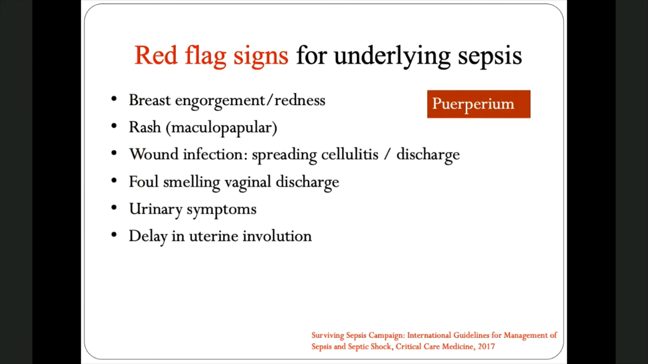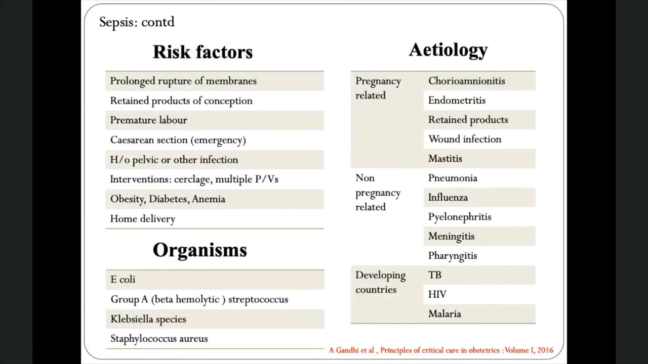Toxic look, many a time we have seen that patients with sepsis do have a toxic look. Breast engorgement for mastitis, rash, wound infection, and foul smelling vaginal discharge for patients with chorioamnionitis. Urinary symptoms, again because of UTI, pyelonephritis, delay in uterine involution seen in endometritis patients. So these are the risk factors, organisms, and causes which increase the chances of sepsis and septic shock.